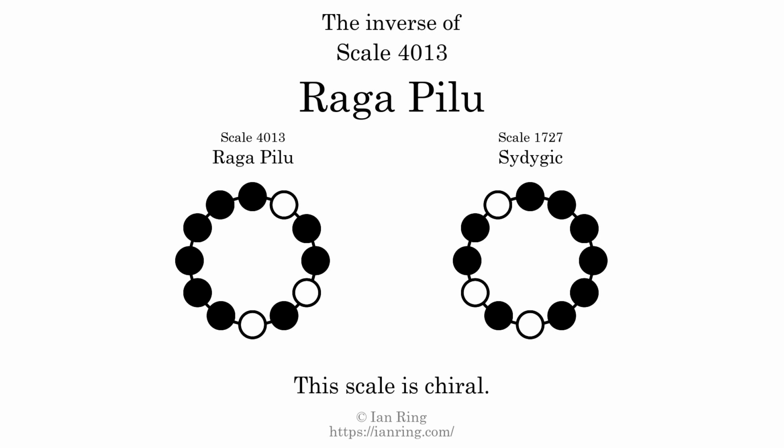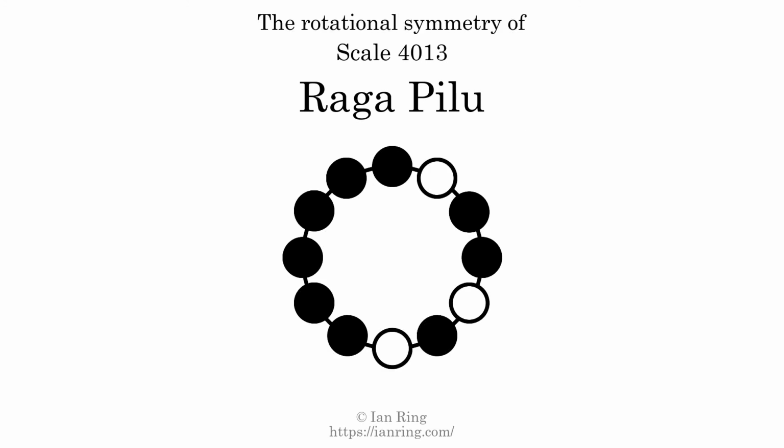The inverse of a scale is a mirror image. It is what you get when the sequence of intervals is reversed. The inverse of this scale is scale 1727, also known as Triadic. This scale is chiral. It cannot transform into its inverse by rotational transformation. This scale has no rotational symmetry.